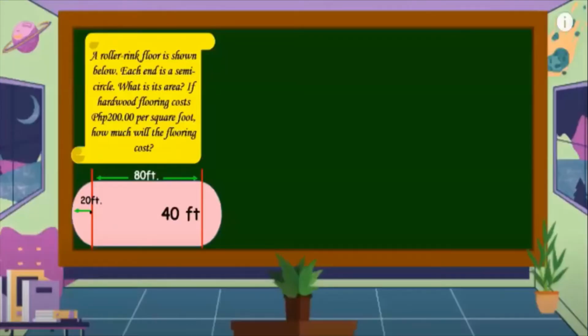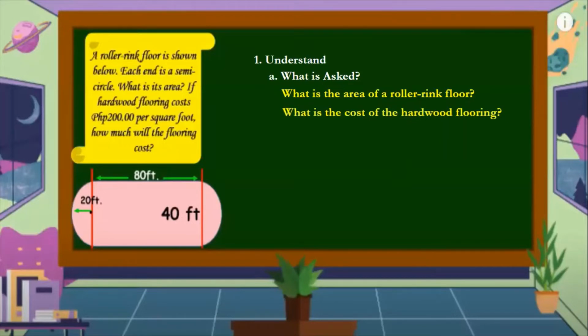Now let's go back to our word problem. A roller rink floor is shown below and each end is a semicircle. As you can see, we have here two semicircles. We are going to find its area and, at the same time, the cost of the flooring. Now let us understand what is asked in the problem. The first one is, what is the area of the roller rink floor? And the second one is, we are going to find the cost of the hardwood flooring.